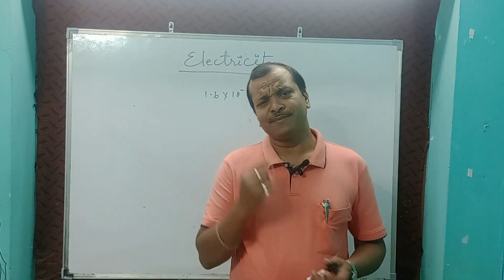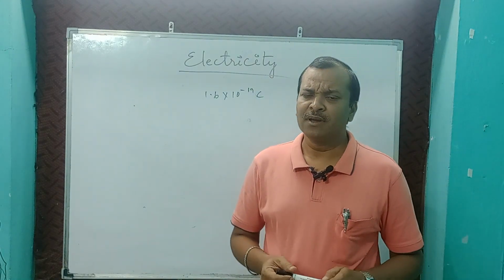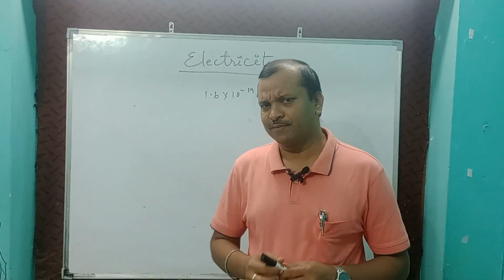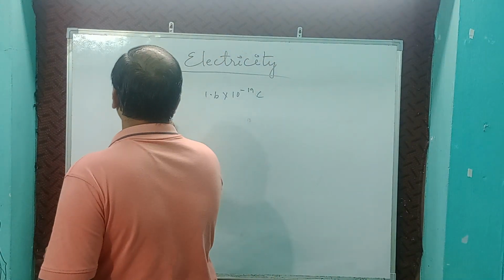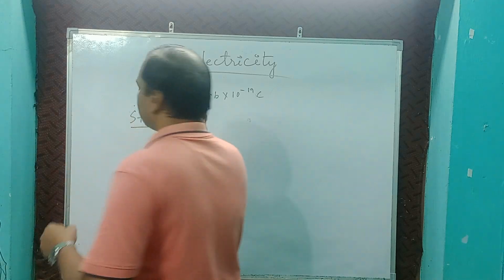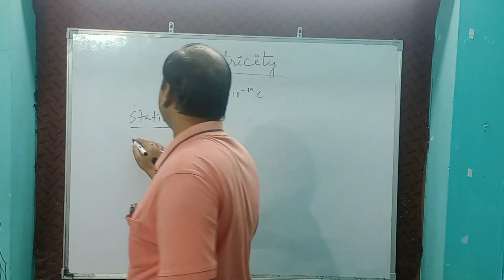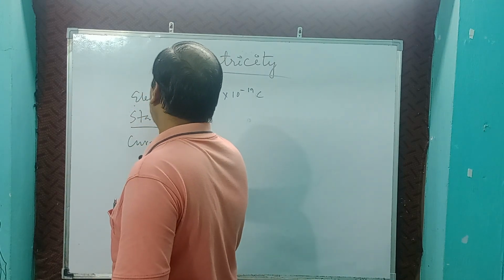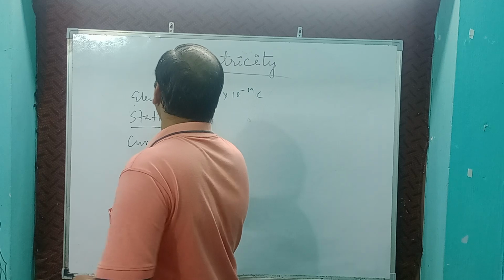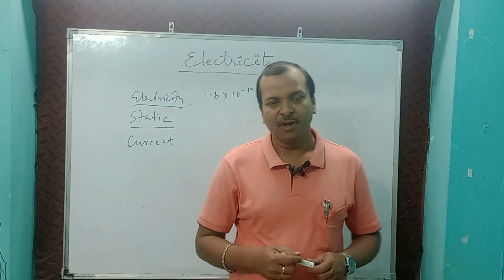Electricity is of two types: static electricity and current electricity. When charge is not moving, then it is called static. Static means charge is not moving. When charge is flowing from one end to other end, that is called current, current electricity. Clear? Electricity, two types: static and current.